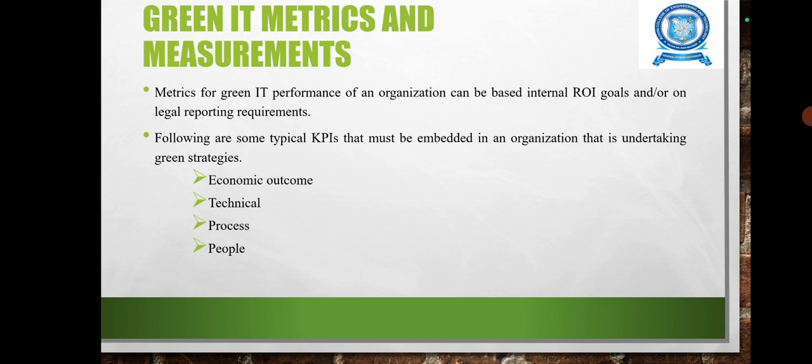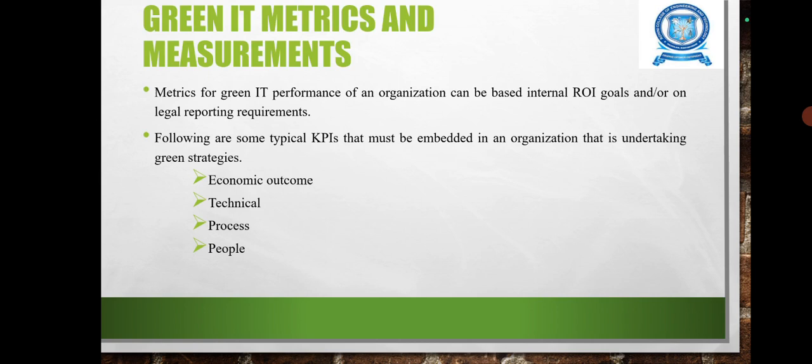Here, the metrics for green IT performance of an organization can be based on internal ROI goals and or on legal reporting requirements. That means the ISO 14,000 series of standards should provide an excellent starting point for the key performance indicators for green IT. Here we have some typical KPIs that must be embedded in an organization that is undertaking a green strategy.